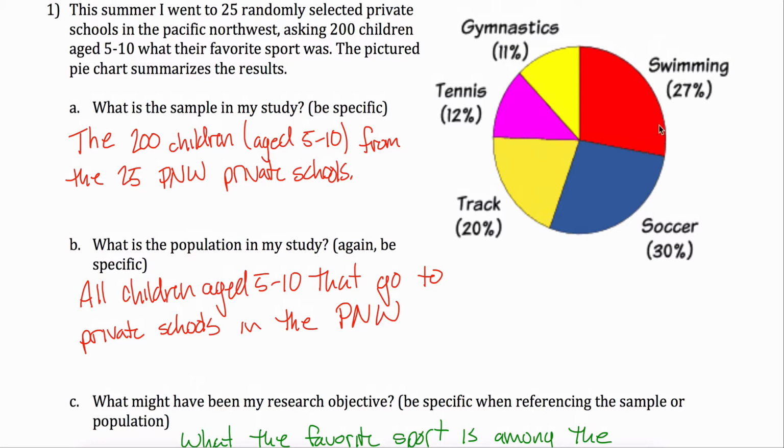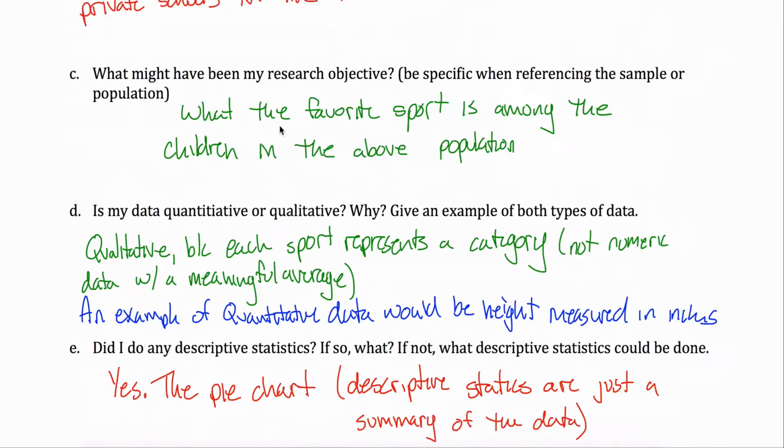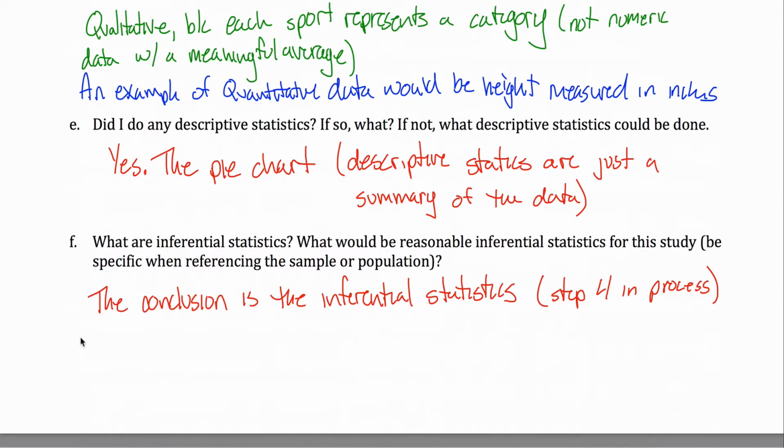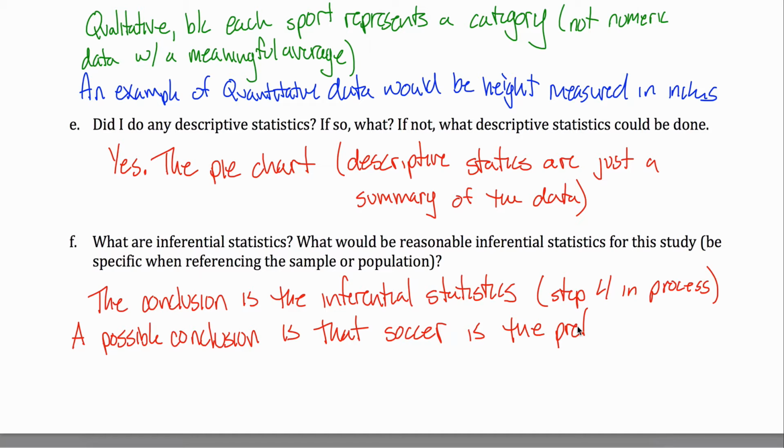So a reasonable conclusion after looking at this is that, I don't know, soccer is the most preferred sport, right? 30% was higher than any of the others. So a possible conclusion is that soccer is the preferred sport. And then this next thing will be really important: is the preferred sport among this population.